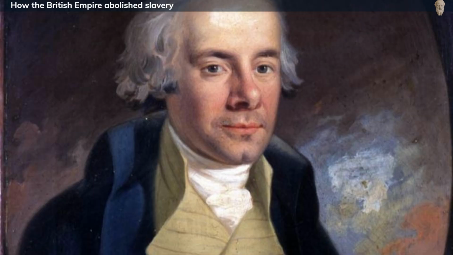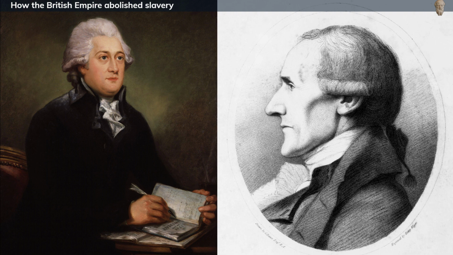One of the early and pivotal figures in the British abolitionist movement was William Wilberforce, a Member of Parliament. Wilberforce, influenced by his Christian faith and his friendship with anti-slavery campaigners like Thomas Clarkson and Granville Sharp, dedicated his political career to ending the slave trade and slavery.